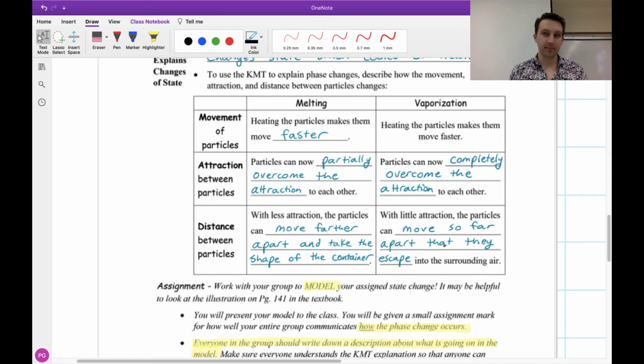Now I'm going to put some visualizations of this, some videos. Hopefully this will help you understand exactly how these transitions take place.